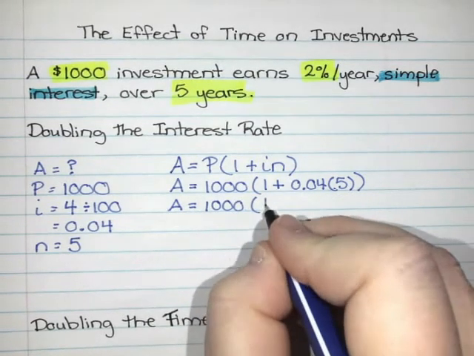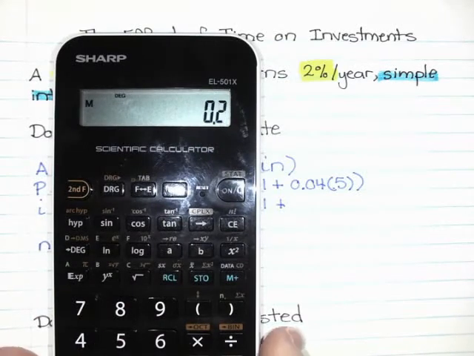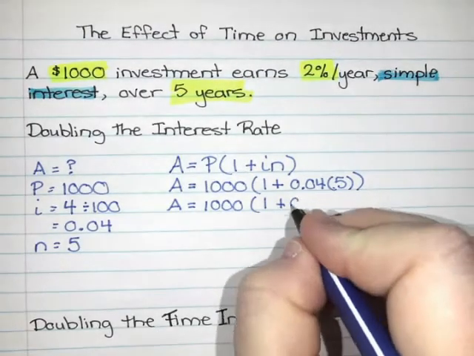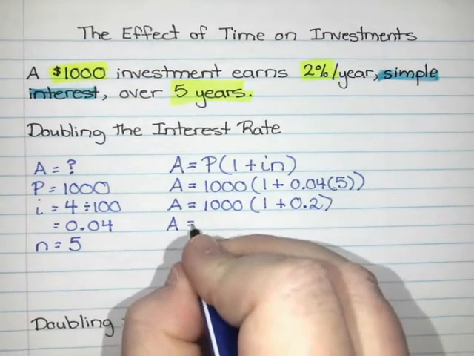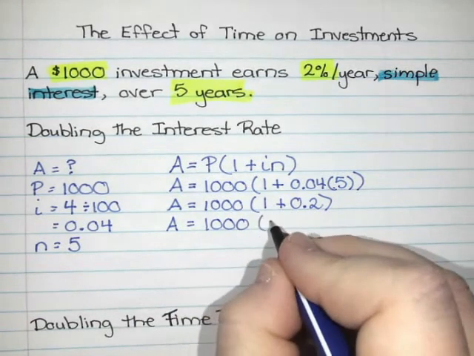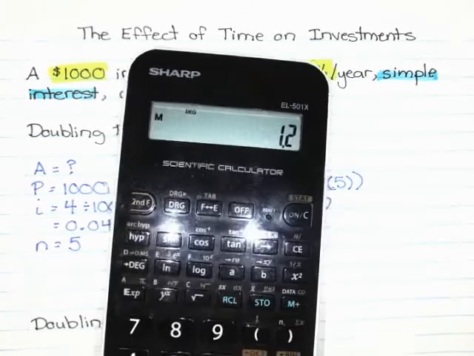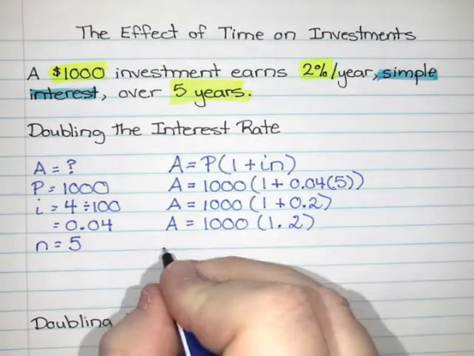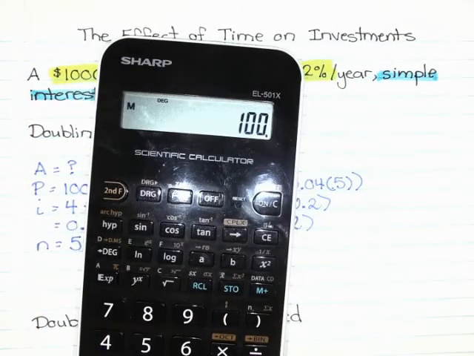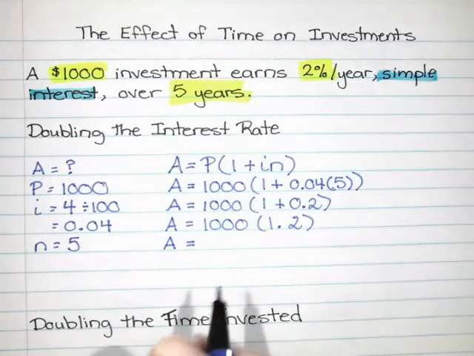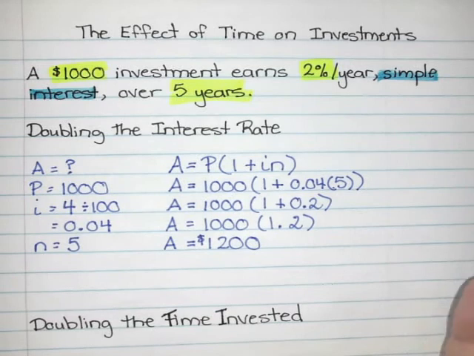So I have 1,000 times (1 plus 0.04 times 5). 0.04 times 5 is 0.2. And then I'm still going to work on that bracket by adding those together. So I get 1.2. And I can do that on my calculator if I need to. 1.2. And then I'm going to finish off by multiplying by 1,000. So I'm going to take 1.2 and multiply that by 1,000 to get that they will have $1,200. So if you double the interest rate, you're going to get $1,200.